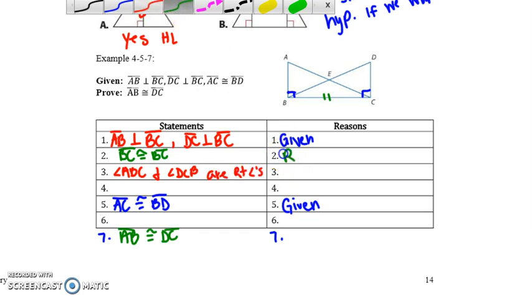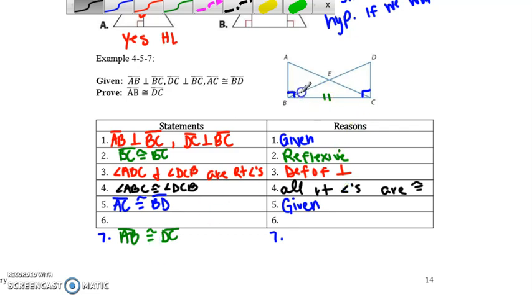So this was reflexive. And then this one was our definition of perpendicular. And then we have our number 4. That one is, well, all right angles are congruent. So we could put that angle ABC is congruent to angle DCB because all right angles are congruent.